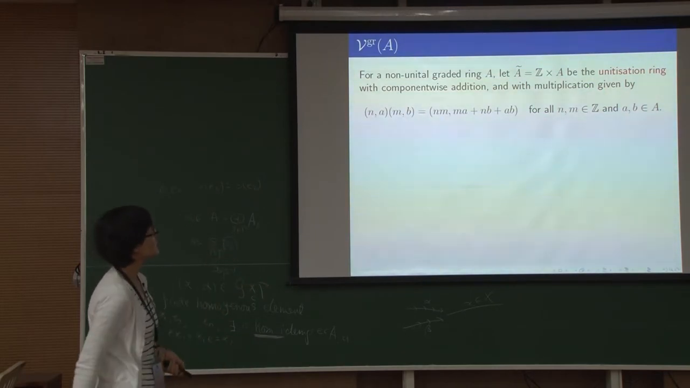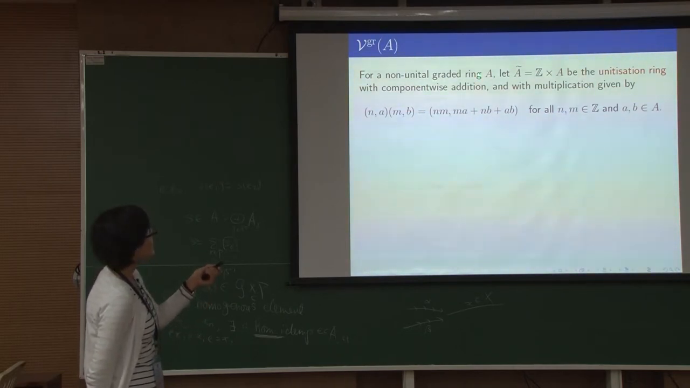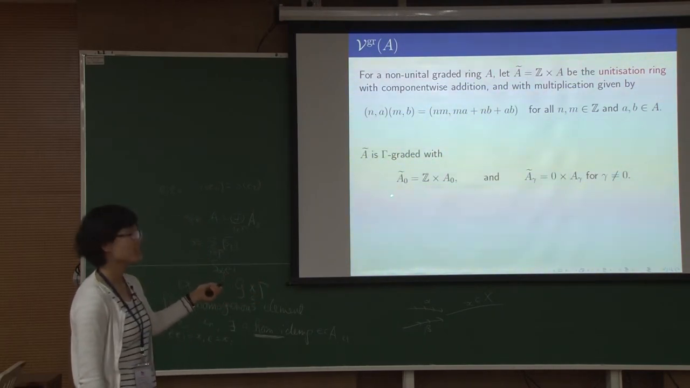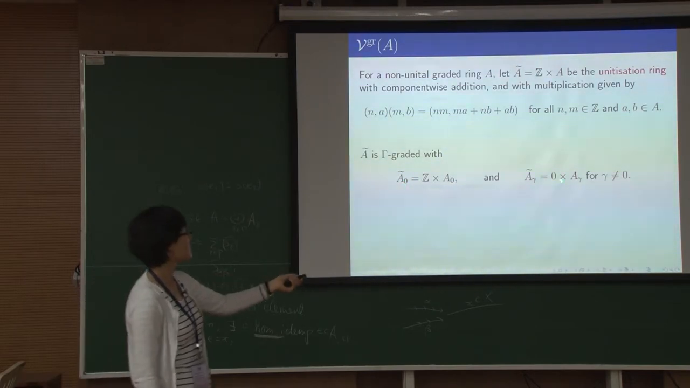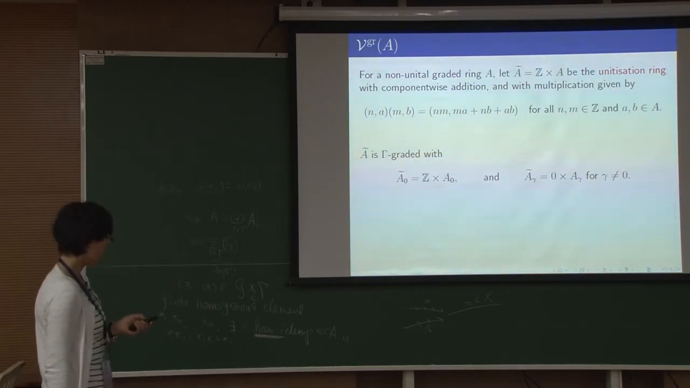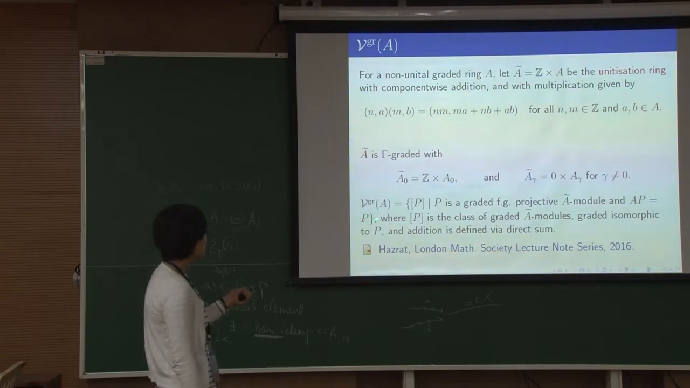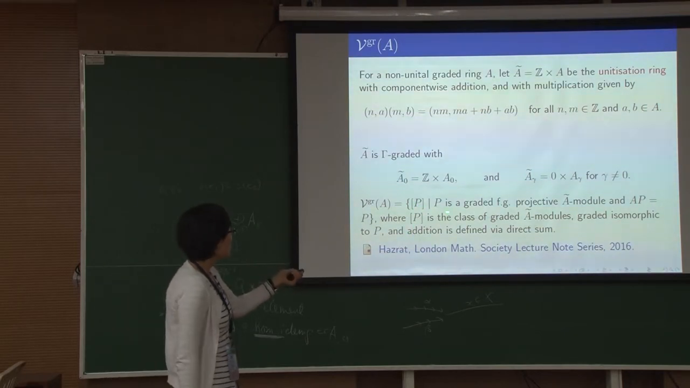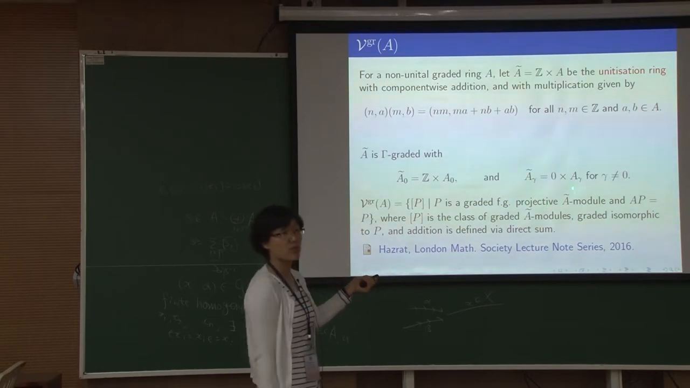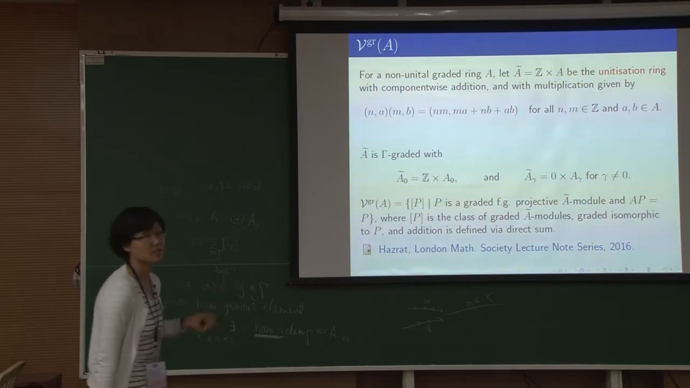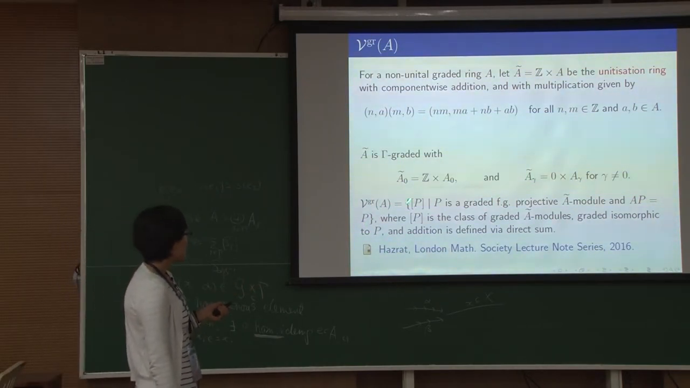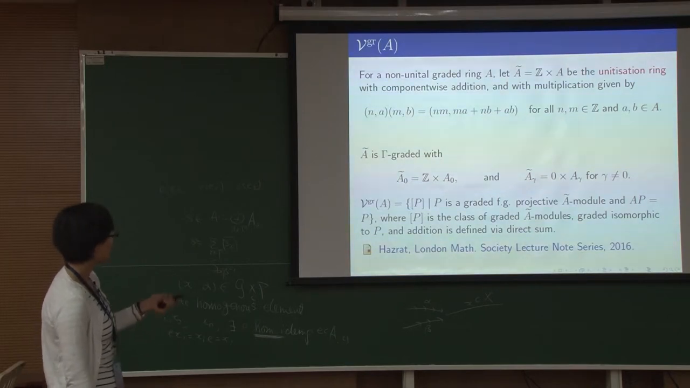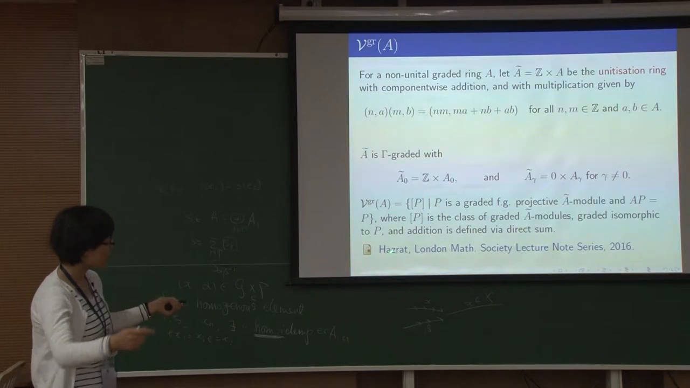So this is natural. And here, this ring A is graded. We can have that the A tilde is also gamma graded. The grading is given like this. This is the zero component. This is the gamma component. So here we directly note this set. It contains the isomorphism classes of graded finitely generated projective A tilde modules P, such that AP is P. This is also a monoid, with direct sum. So we can find this in Professor Hazrat's book.